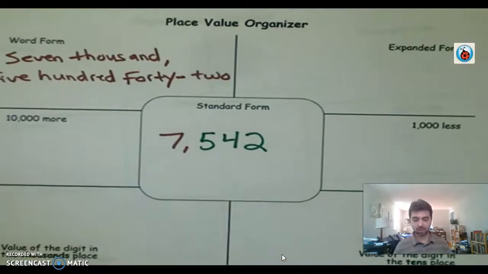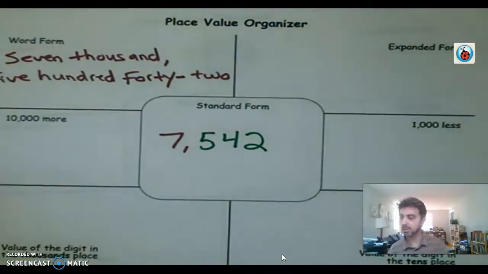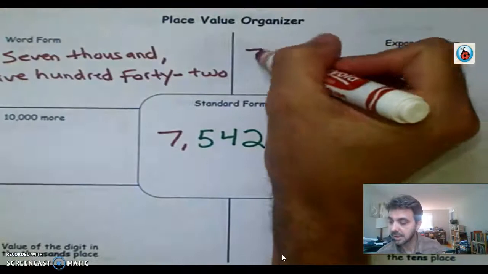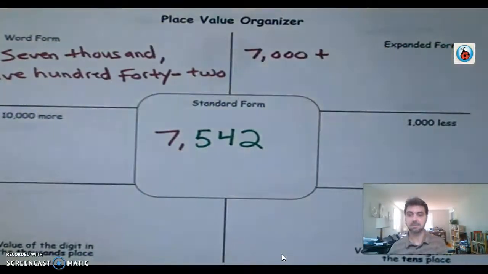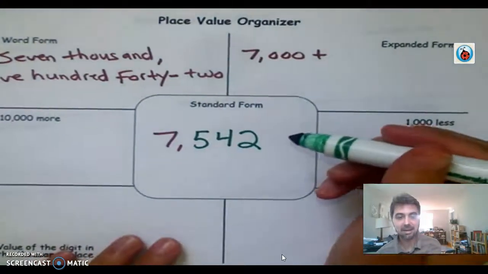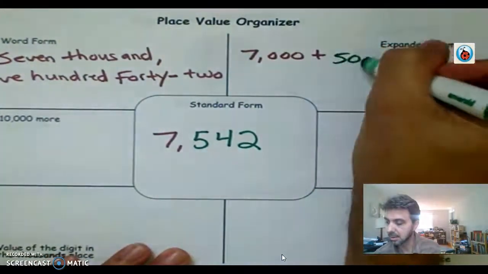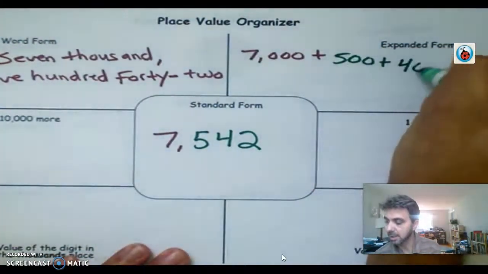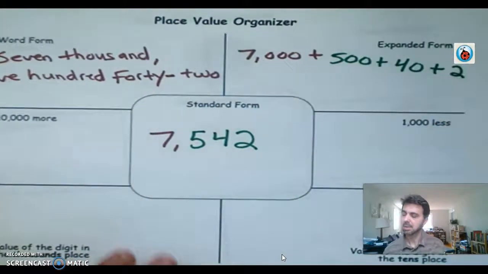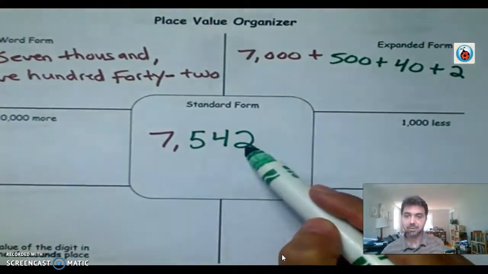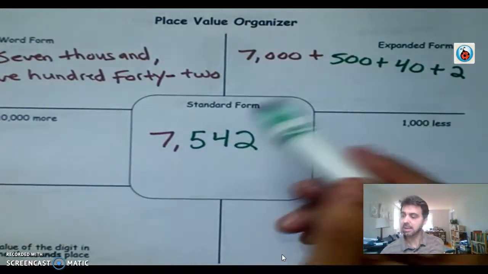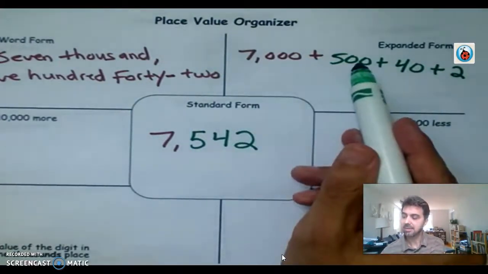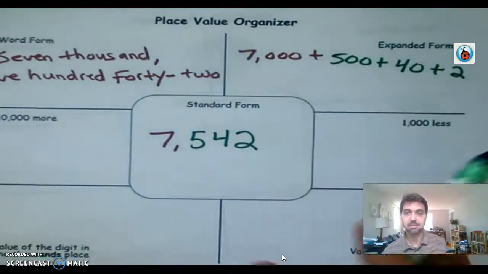Now expanded form, I know you guys have been working on this. We would have, it's just like it sounds, 7,000 plus 500 plus 40 plus 2, right? Because the value of the 2 is 2, the value of the 4 in the tens place is 40, and the value of the 5 is 500, okay?